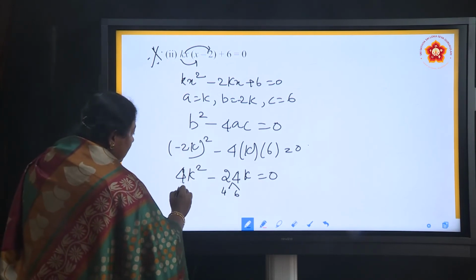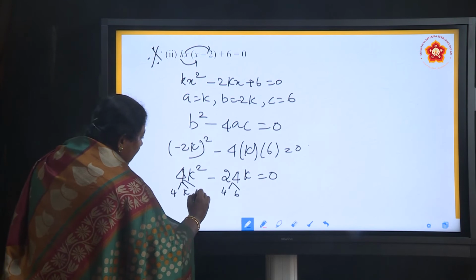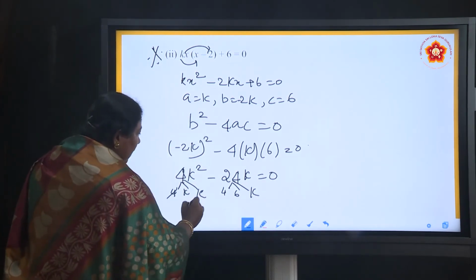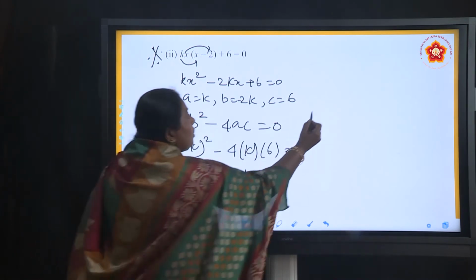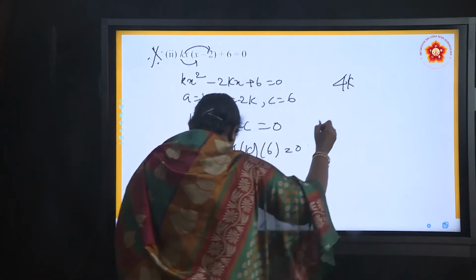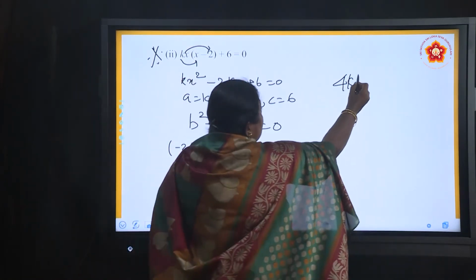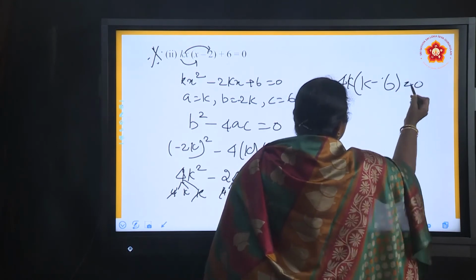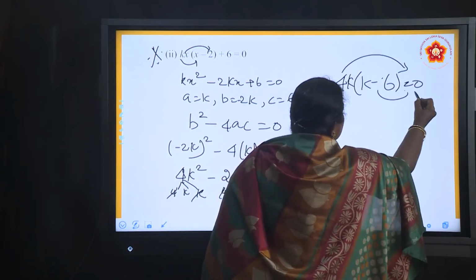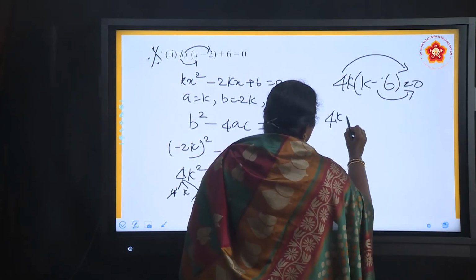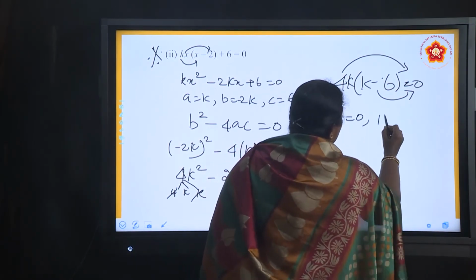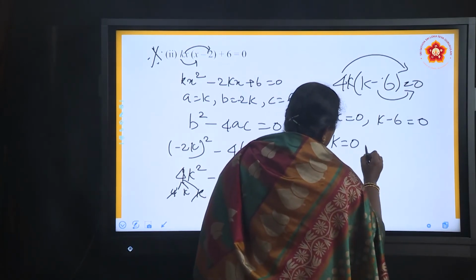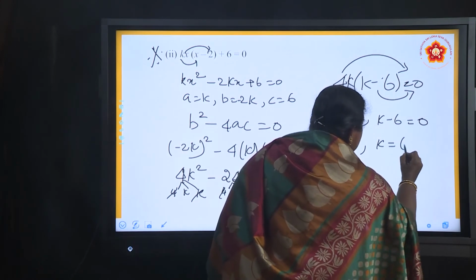Now I have 4k square and 24k, that is 4, 6 and k. Who are all common here? 4k is common here. Take them out. So it becomes 4k into k minus 6 equal to 0. Now I have to compare each and every one with 0. So it becomes 4k equal to 0. Another one is k minus 6 equal to 0. So here k is equal to 0 and k is equal to 6.